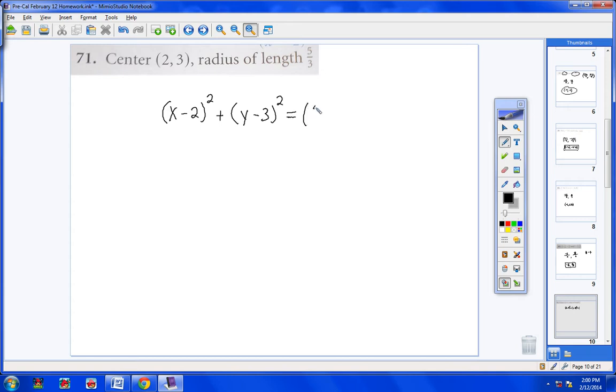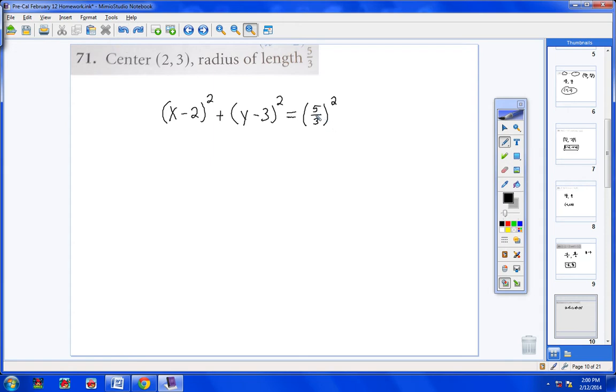Now because it's a fraction, I'm going to put parentheses around it. And remember, you always square the radius. Now think about it. If I would have written it like this, 5/3 squared without parentheses, you would have thought that just the 5 was being squared. And that's why I put the 5/3 in parentheses, okay? So there you go. There's the equation that satisfies the given information.